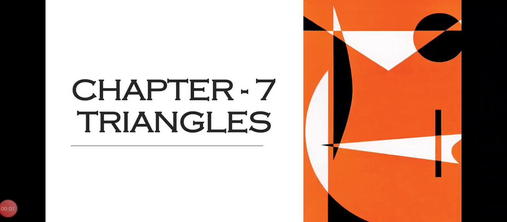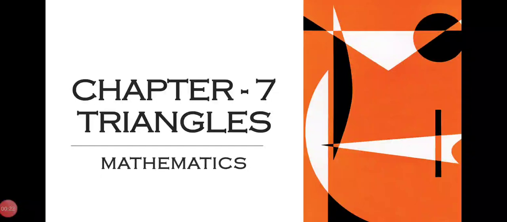Good morning. In the previous lecture, we learned congruence of triangles and two criteria for congruence of triangles. The first criterion is the SAS congruence rule. Two triangles are said to be congruent if two sides and the included angle of one triangle are equal to two sides and the included angle of the other triangle.